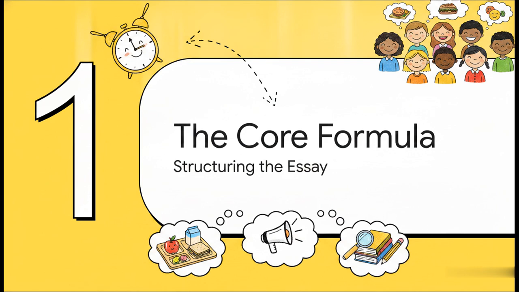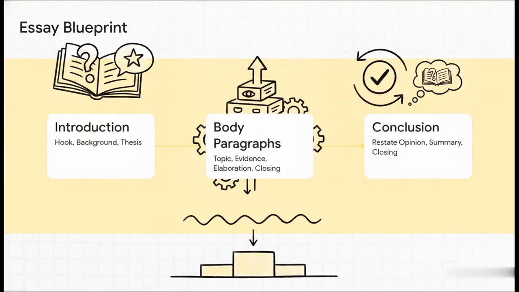But as we know, having an opinion is just the start. In third grade, the standard is learning how to state that opinion clearly and actually back it up with evidence. This foundational formula is the absolute blueprint every single student will use. We teach them that an essay has 3 main parts. First up, the introduction, where they hook the reader, give some background, and state their thesis.